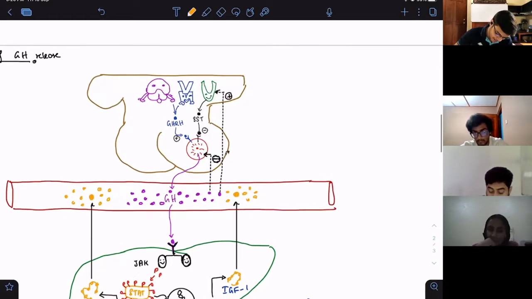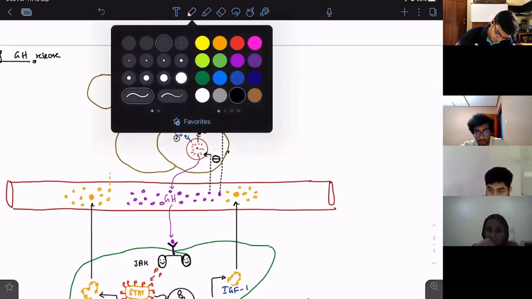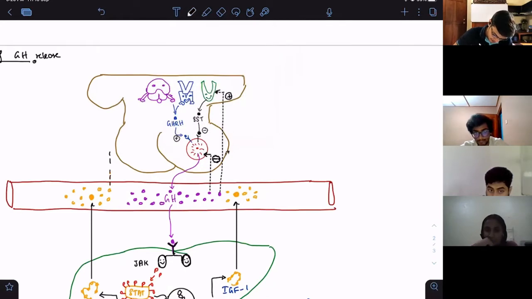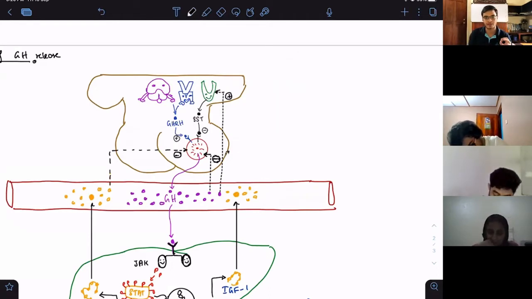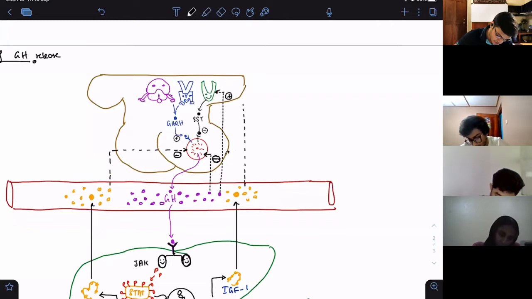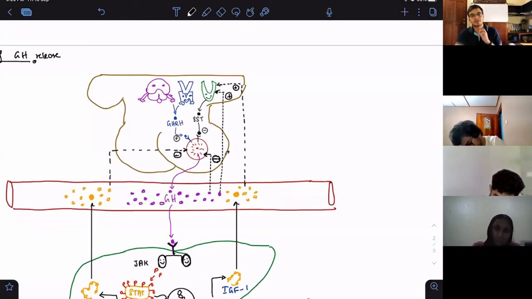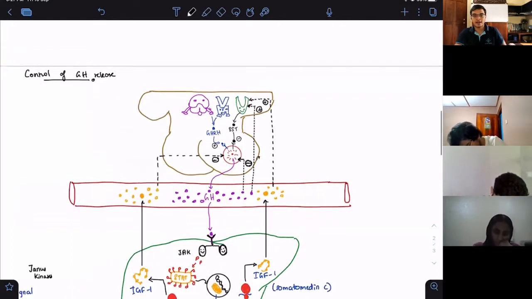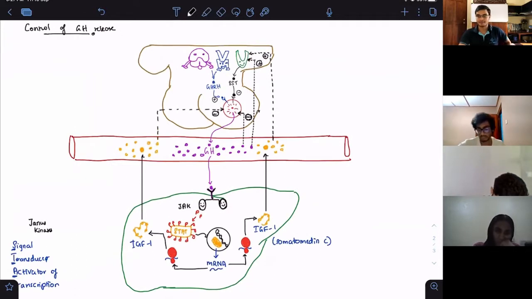So exactly that. What does this fellow do? First, he can have a direct inhibitory action on the somatotrope. Apart from that, he can also go all the way here and have a stimulatory action on the periventricular nucleus. Another stimulatory action on the periventricular nucleus. Did everyone understand this?